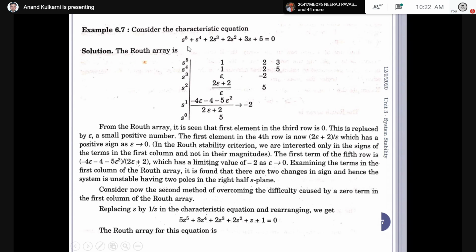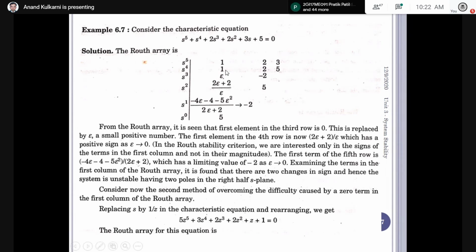Here, if you write the second row, 1, leave this 2, then 5. See now what happens: 1 into 2 minus 1 into 2, that is 2 minus 2 is 0, divided by 1. So when this element is 0, if you calculate the next row, what will happen? Just see, 0 into 2 is 0. Then here, see, another term is there.